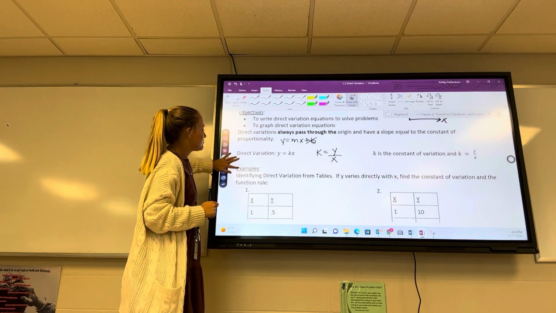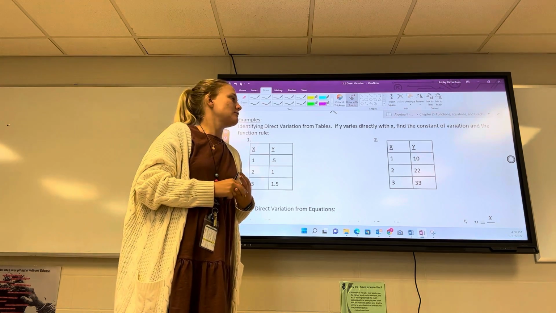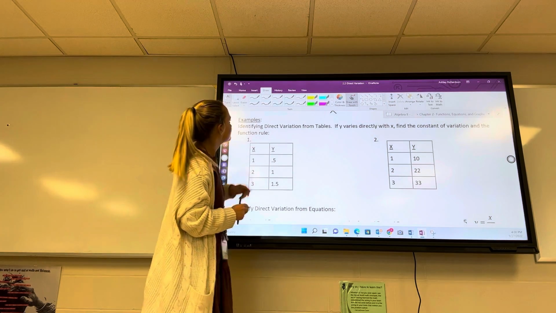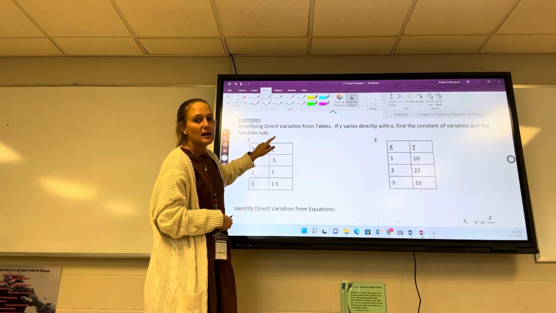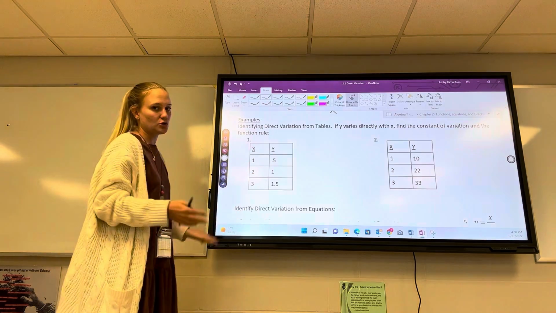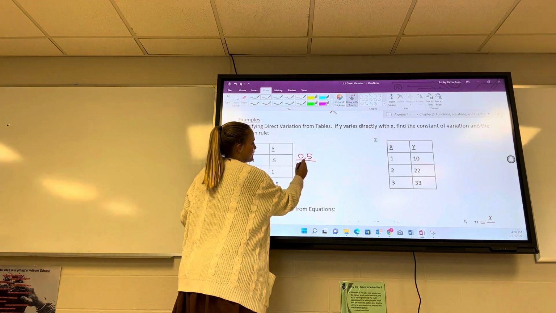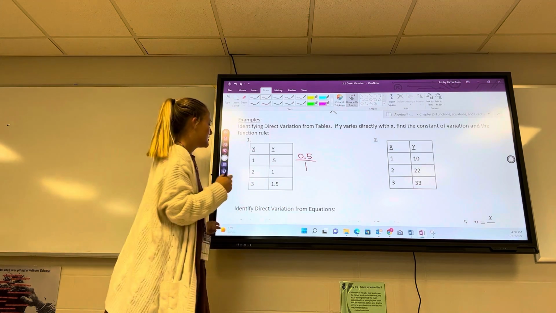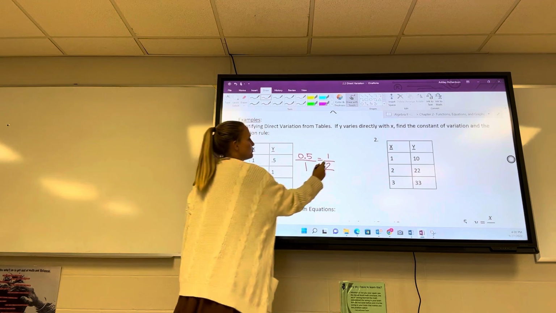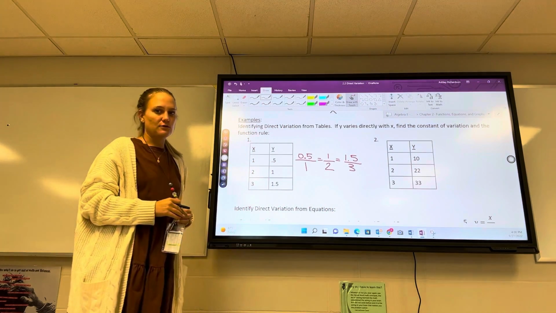All right, so we're going to go through these examples. Identifying direct variation from tables. If y varies directly with x, find the constant of variation and the function rule. To do this, all I'm going to do is plug in y over x, y over x, y over x, and see if they are proportional or equal to each other. So I have 0.5 over 1. That's y over x. Then this one is 1 over 2, and this one is 1.5 over 3. I would check and see if those are equal.